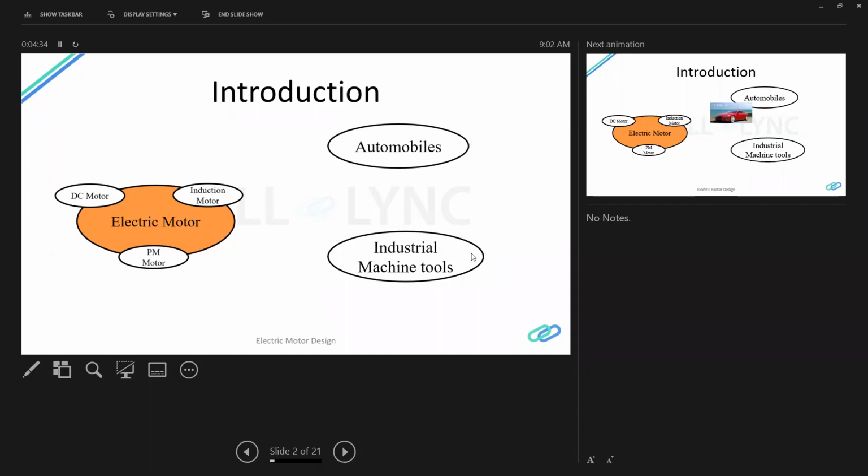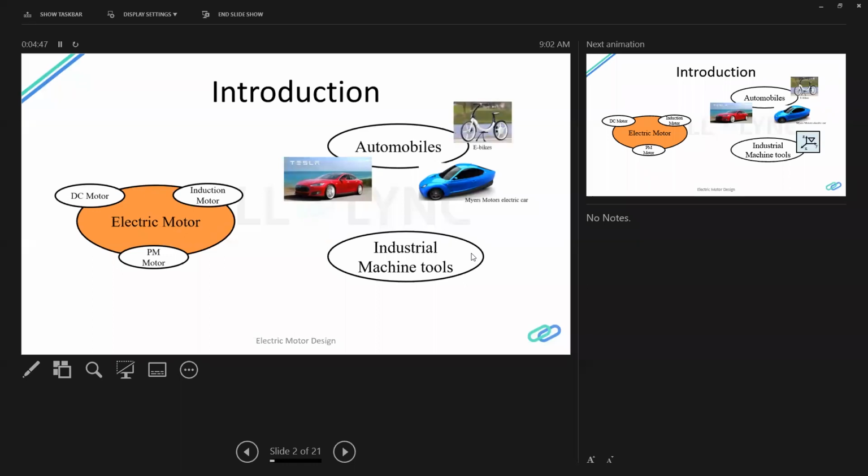They're helpful in generating higher torque and higher power density, so they became very attractive for electric cars, hybrid electric vehicles, and even the electric bikes that you're seeing right now in the market. Industrial machine tools have multi-axis operations. So you have a gantry system or an XYZ system that operates in 3 axes, and also robotic automation, which has several axes.